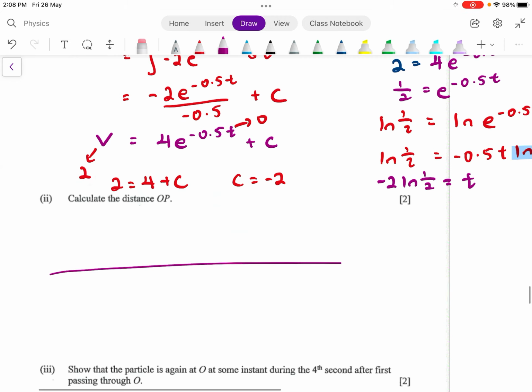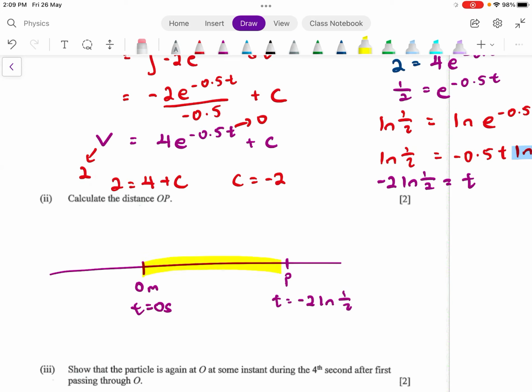Okay, so now let's move on to part 2. Calculate the distance OP. Okay, let me just draw this first. So 0 meter, so this point P. So time equal to 0 second, you are at 0. When time is equal to negative 2 ln half, you are at point P. So how do I calculate what is the distance here?